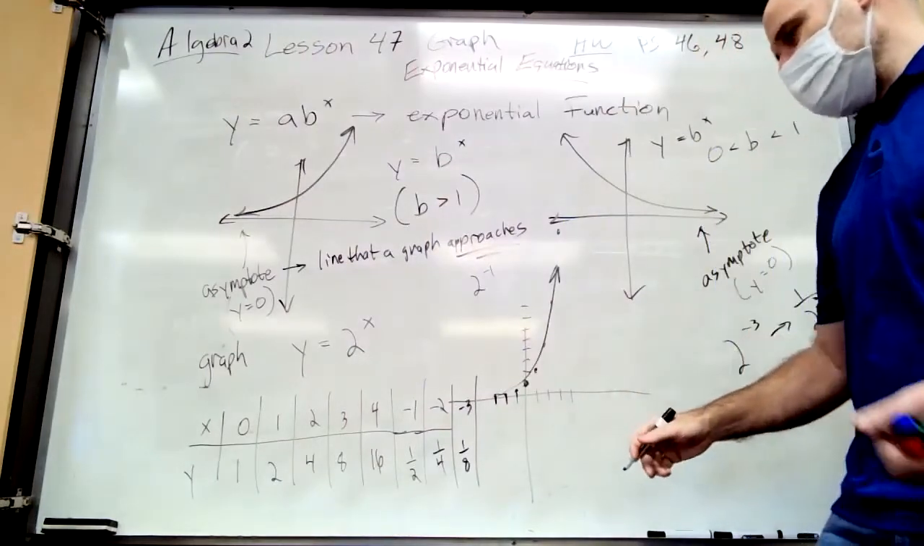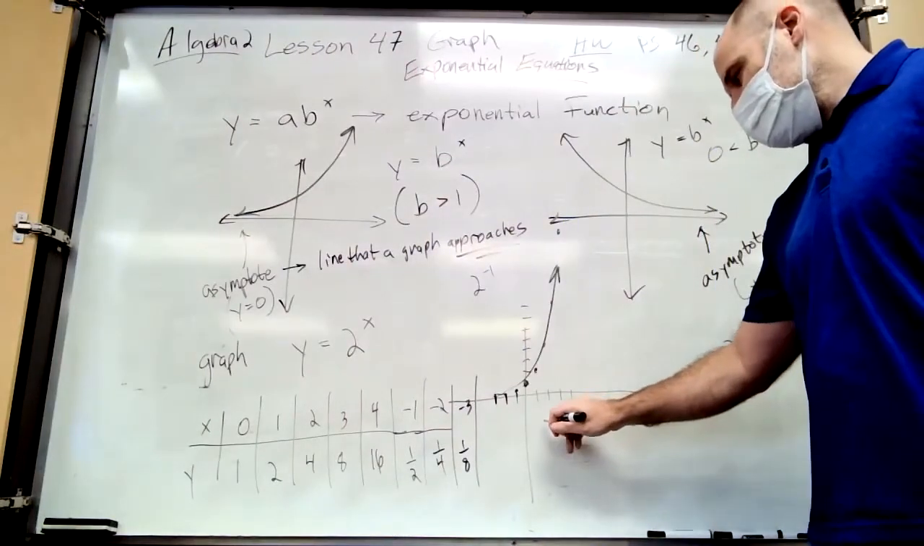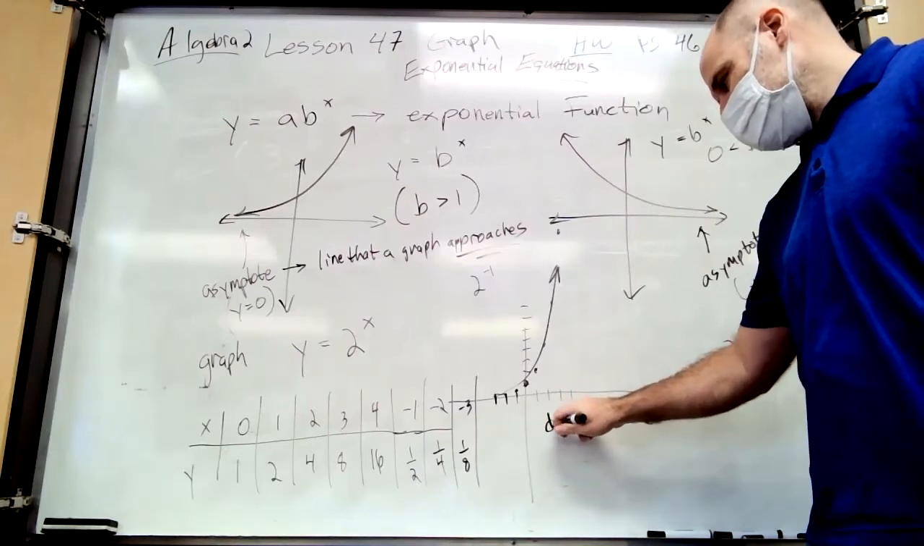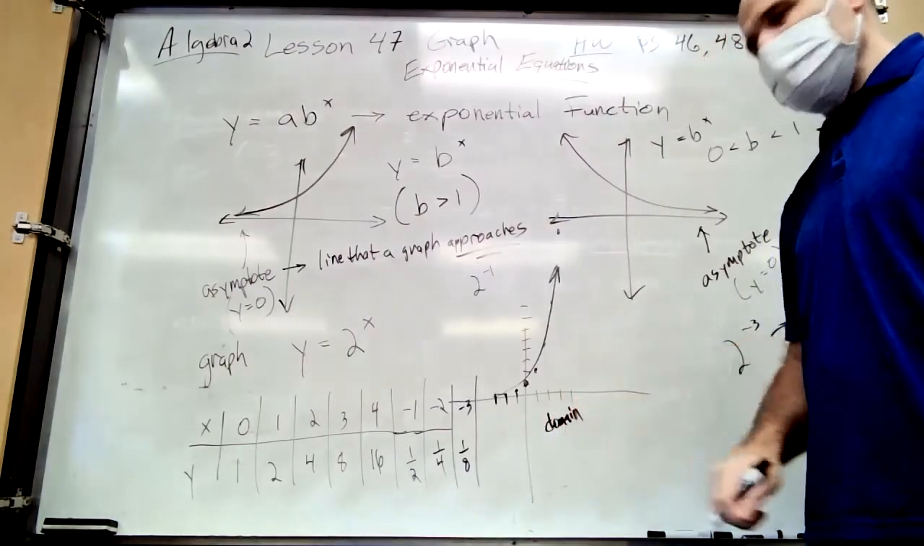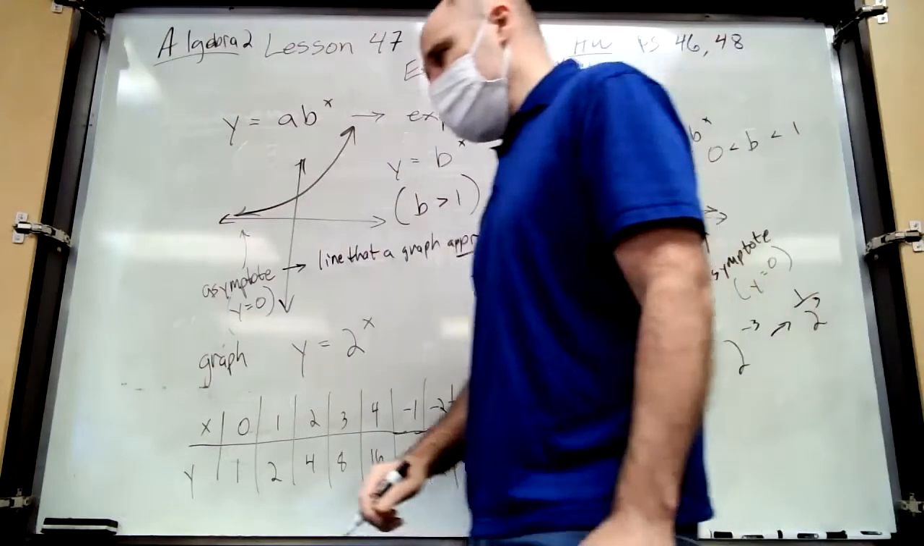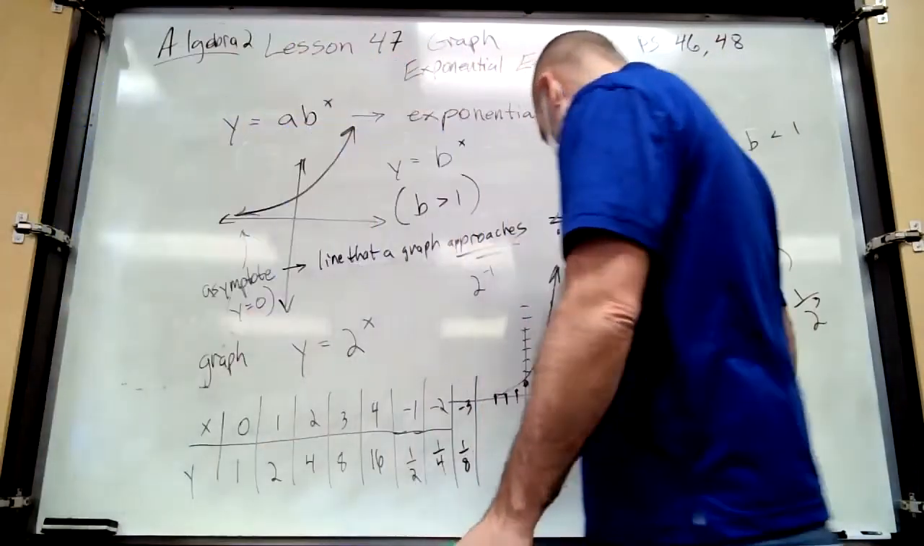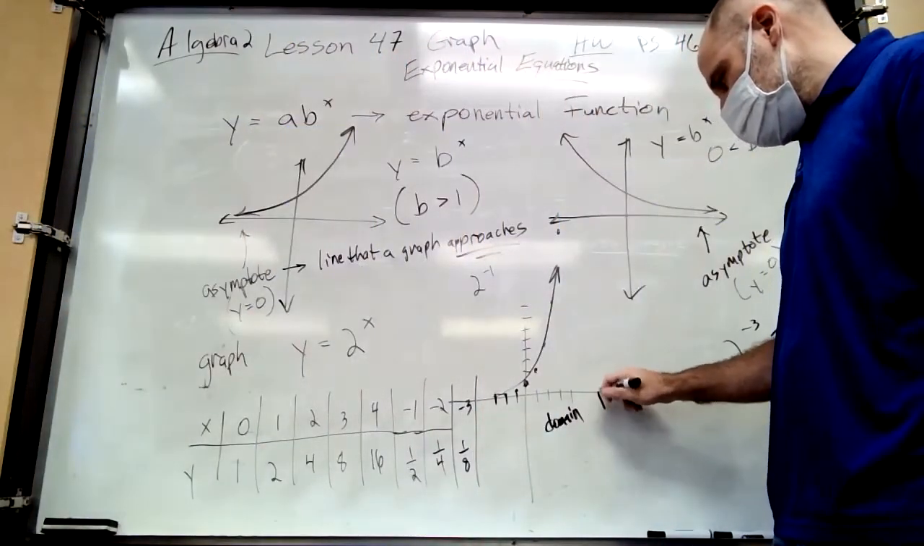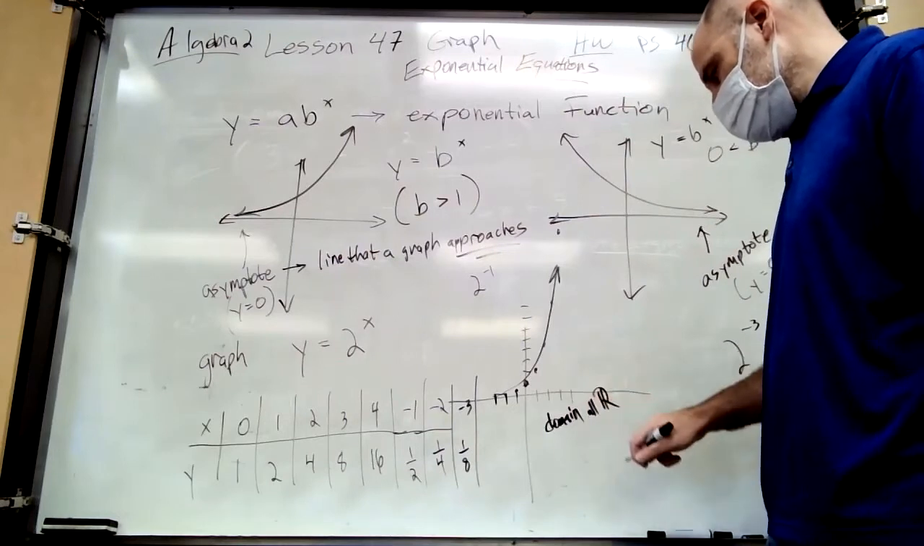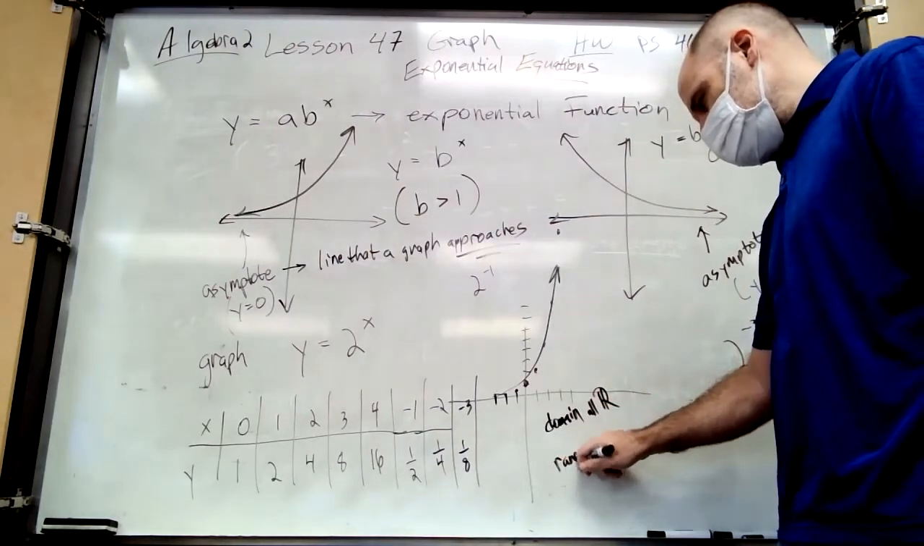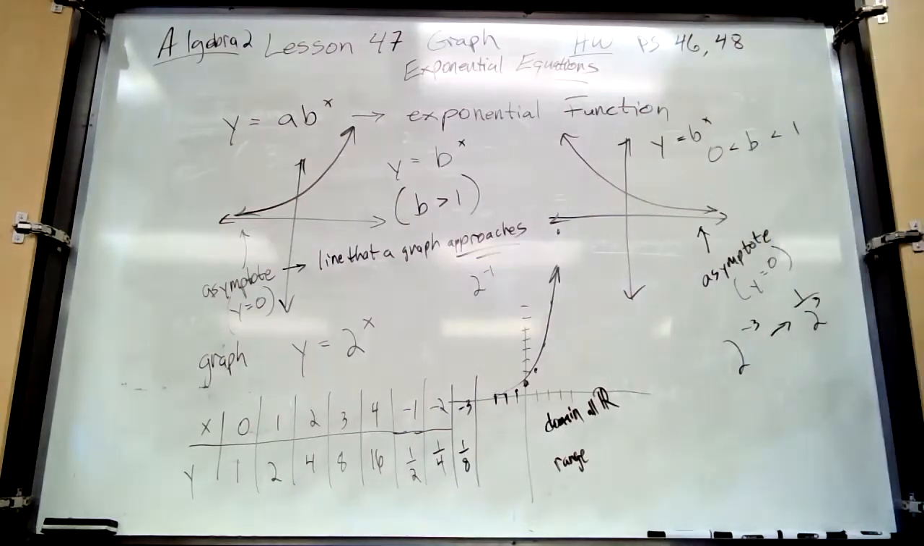So here's the deal. The domain is your x values, right? Your domain is your x values, so this is all real numbers. Your range, what is your range? 0. Well, yeah, but not quite 0, right? Because it never touches 0. So y equals 0. That's the fence that it never touches or crosses.